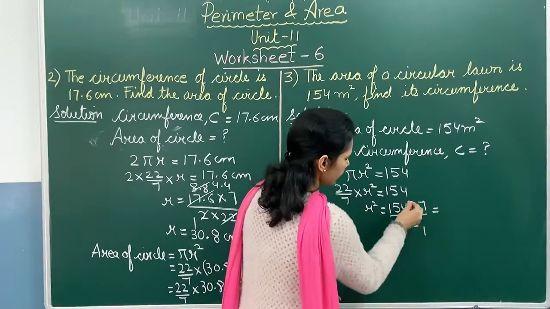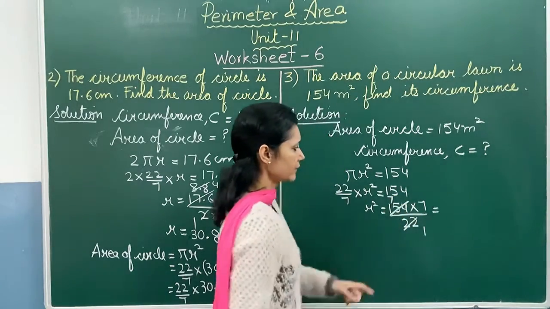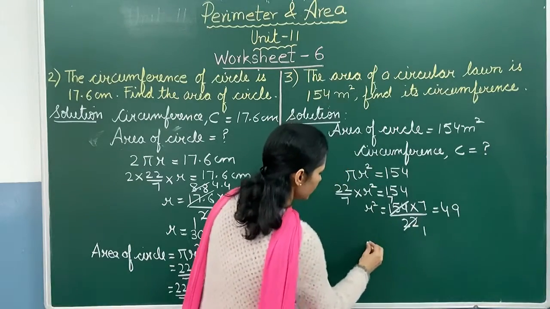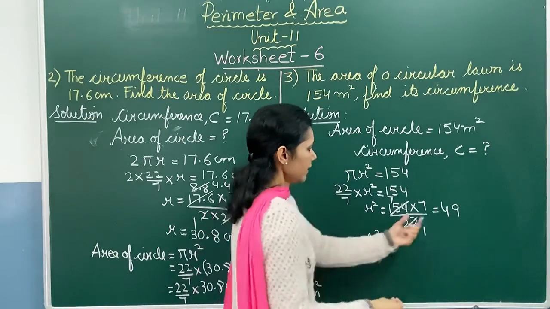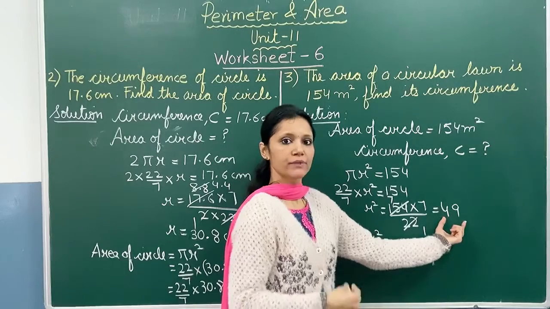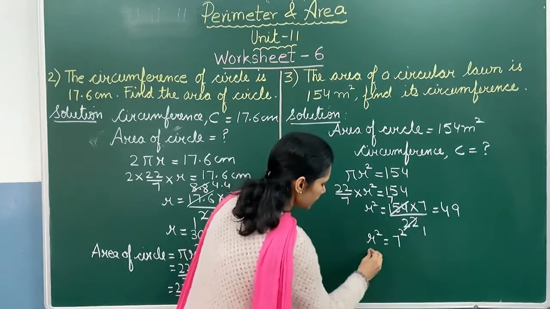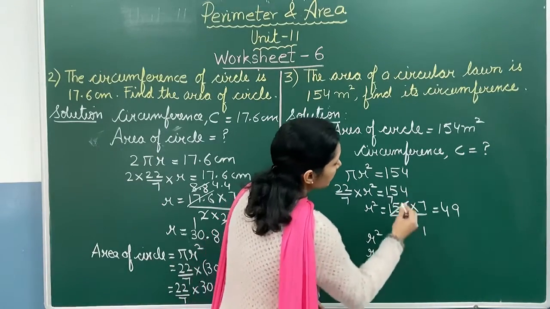22 ones are 22 and 22 sevens are 154. So r square is 7 sevens are 49. So r square, let's express 49 in the form of a square of a number. 49 is the square of 7. So that means the radius is 7 meters.